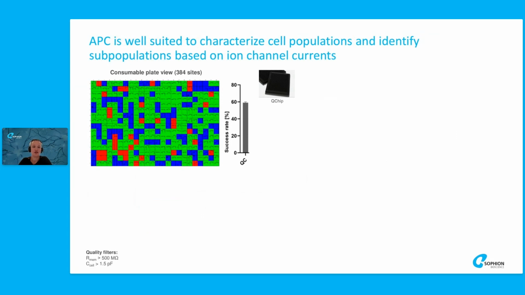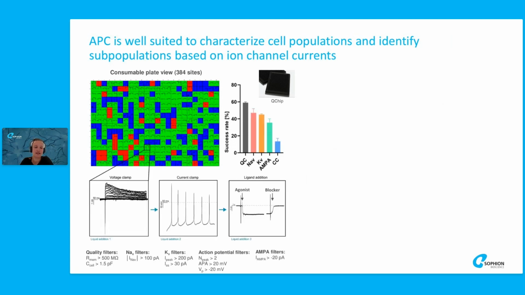So here I show a consumable plate view of the Q-chip, which is the consumable we use on the second instrument. It has 384 sites, and each site harbors a single cell. Then we have filtered the data based on some filters on the membrane parameters, the membrane resistance, and the cell capacitance. And with those filters, we obtain a success rate of about 60%, as color-coded here in green.